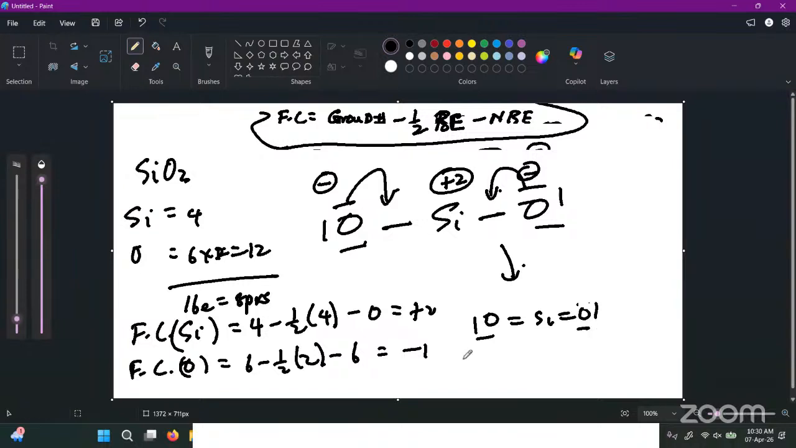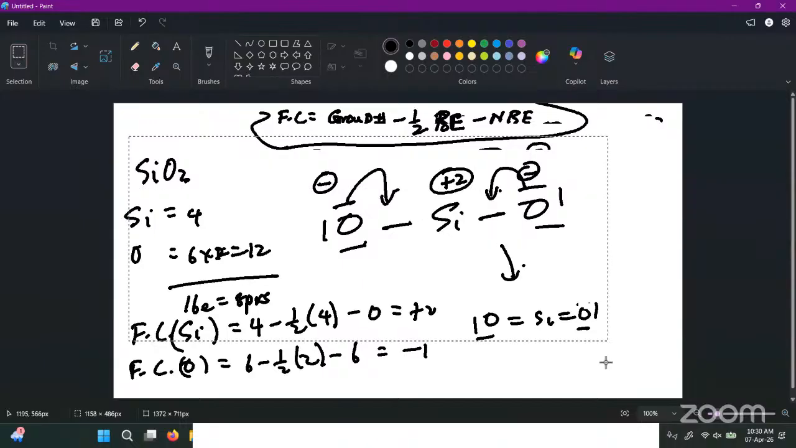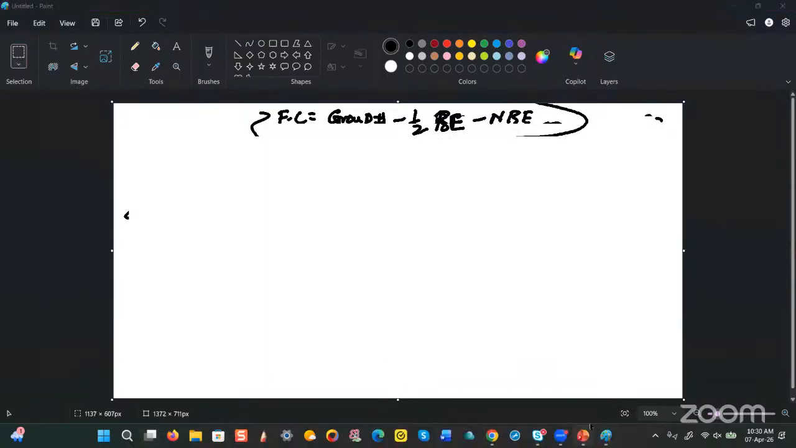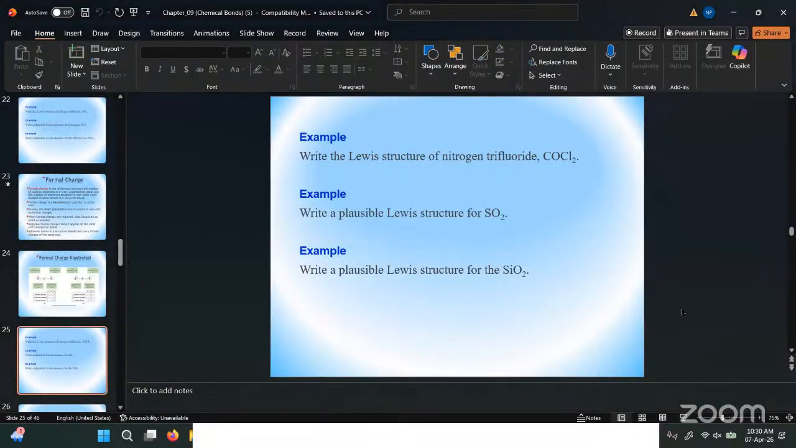And that's it. All right, and that's how you get the Lewis structure for silicon dioxide. All right, 10:30. I want to get to some other examples of Lewis structures when it comes to what we call polyatomic ions. So let me go back to the PowerPoint to those examples.